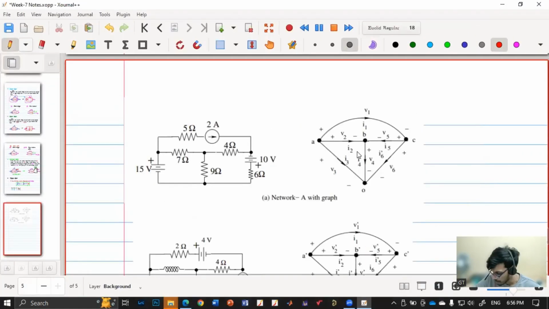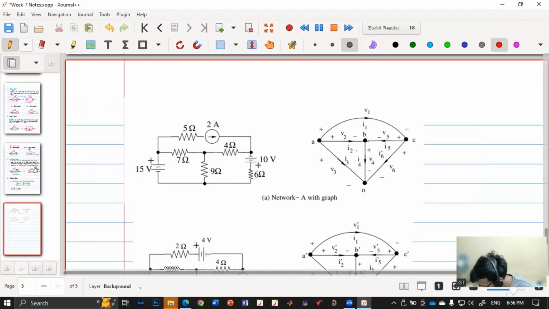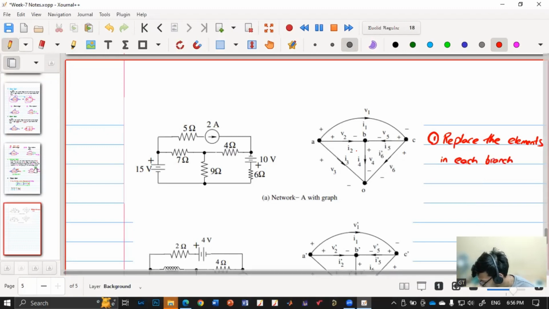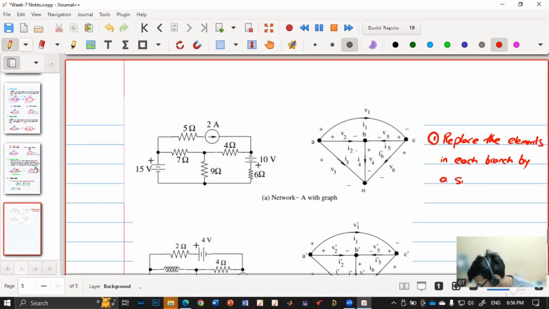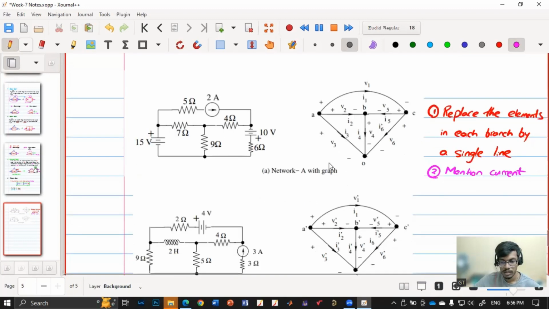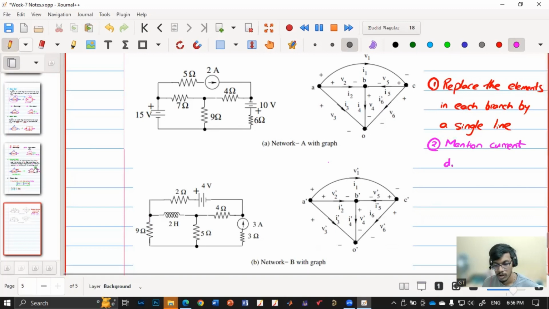So, to write it down: replace the elements in each branch by a single line, and then mention the current direction as well as the voltage polarity.